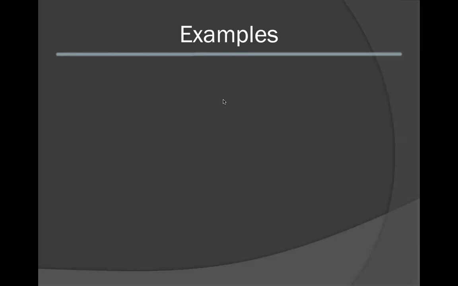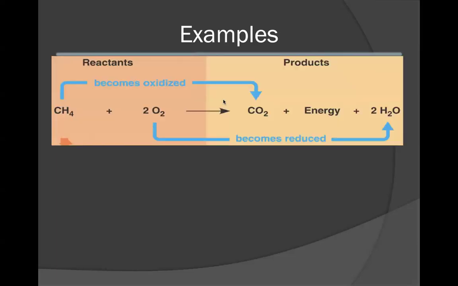Here is another example of an oxidation reduction reaction. In this case, we have methane, CH4, being oxidized to CO2. This is a typical combustion reaction. Methane gas plus oxygen gas will lead to the production of carbon dioxide, energy, and water. So if we take a look at what is happening to the carbon here, we have carbon in CH4, and we are going to have it form eventually CO2.